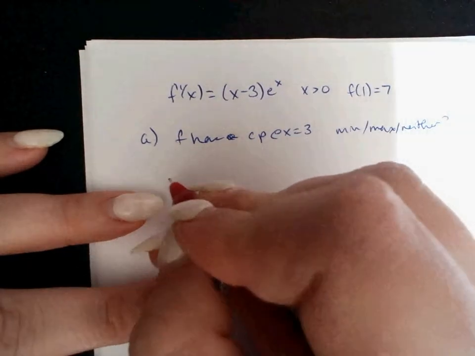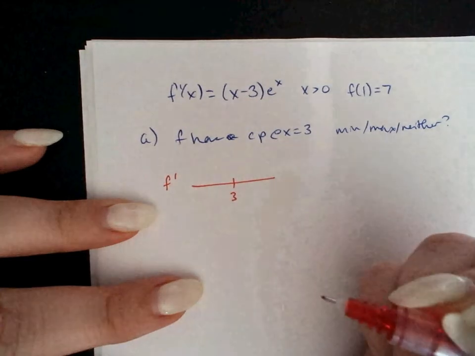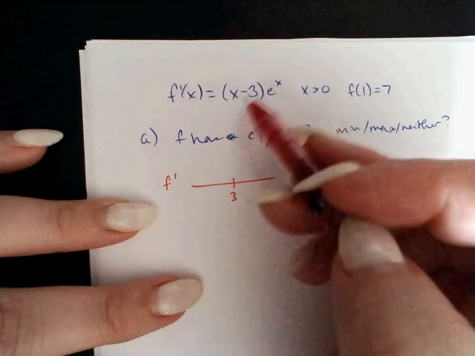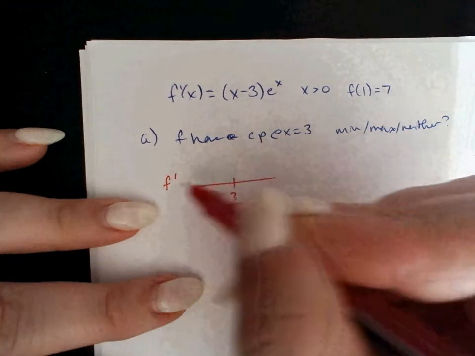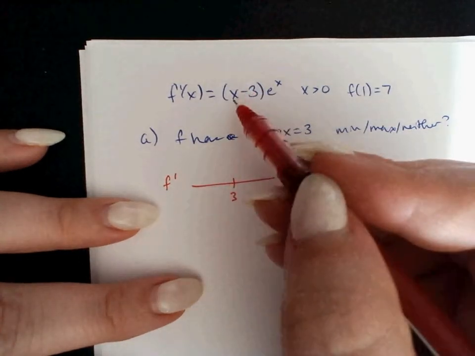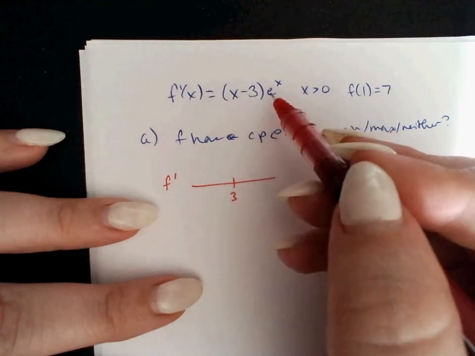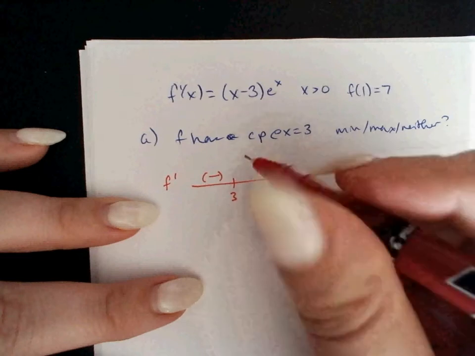So f prime, critical point at 3, right? If I plug in 3, I know the derivative is 0. Okay, so that's important. And then f prime at, say, 2. 2 minus 3 is negative, e to the second is positive, so this is going to be a negative. And then at 4, that's going to be positive.